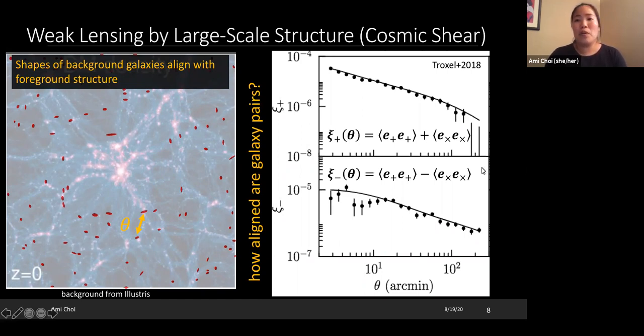And this plot comes from the DES Y1 analysis from Troxel et al. So xi plus is on the top panel and xi minus is on the bottom panel, all as a function of angular separation on the sky.